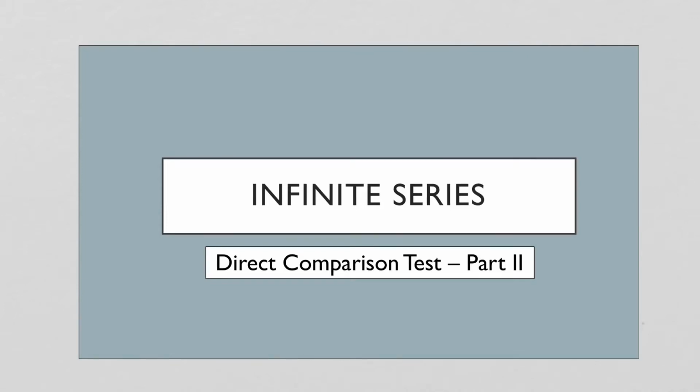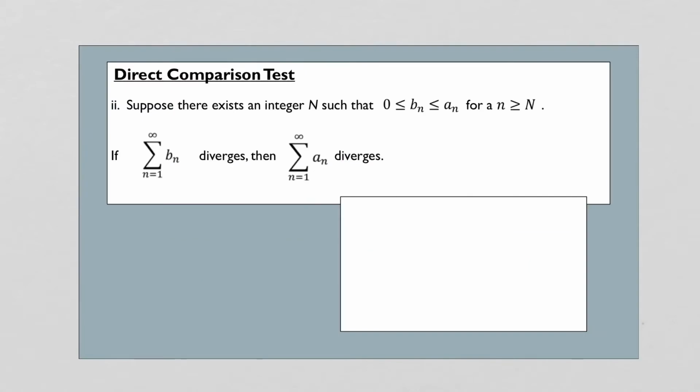We continue our look at infinite series. Specifically, we will look at another example using the direct comparison test, part 2. Let's quickly recall that the direct comparison test, part 2, states that if there's an integer n and our series terms are arranged such that b sub n is smaller than a sub n, if b sub n diverges, then a sub n also diverges.